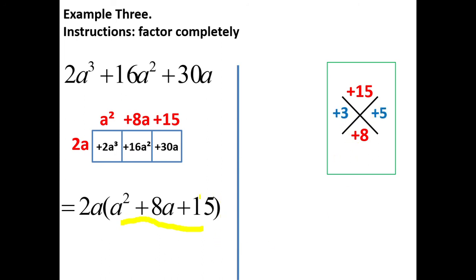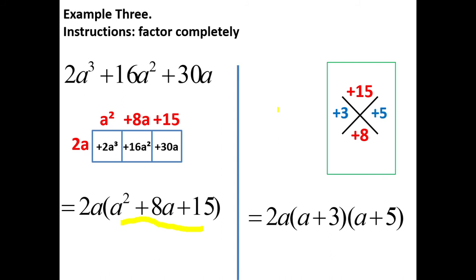So this part here, the quadratic part of our equation, breaks up into a plus 3 and a plus 5. But we still have this part here, the 2a. So factored completely, the original polynomial breaks up into the 2a, and then the other 2 factors, a plus 3 and a plus 5.